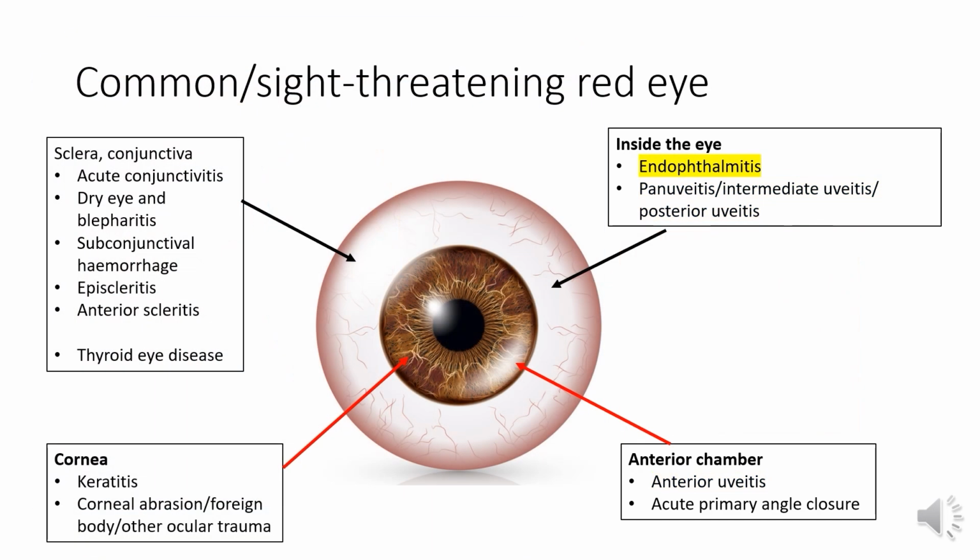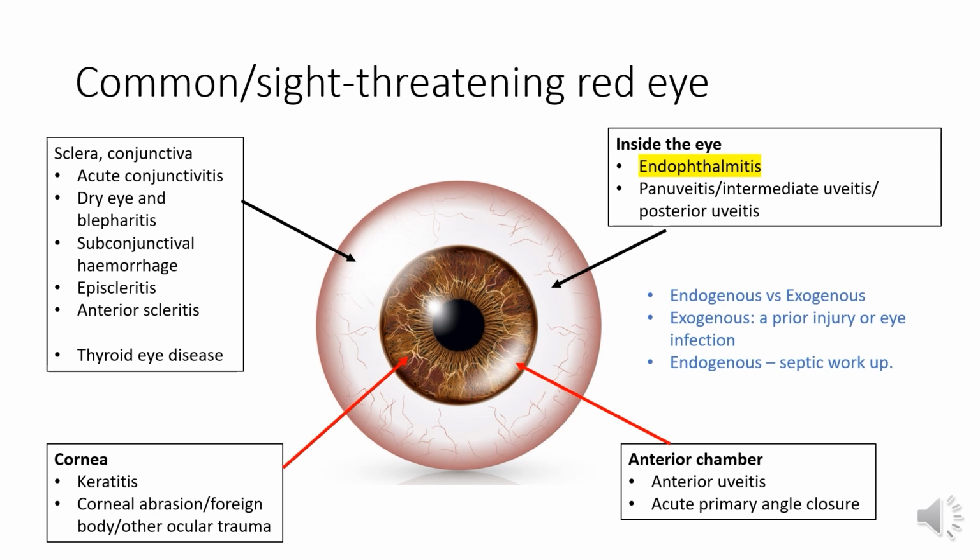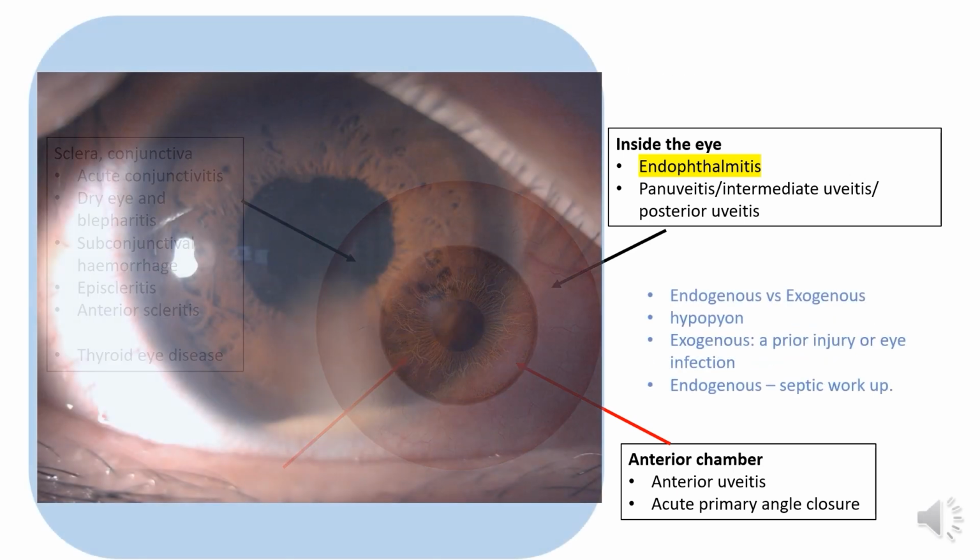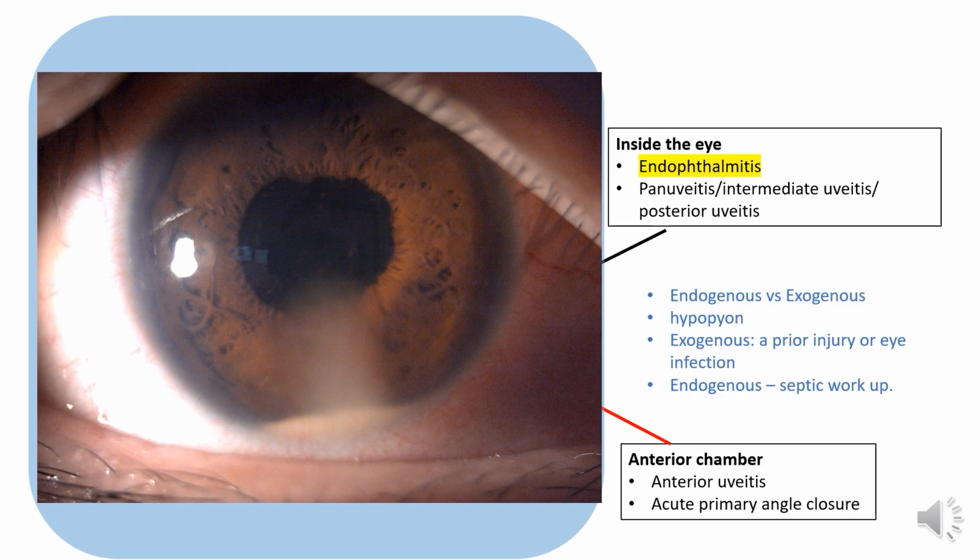Endophthalmitis could be caused by an endogenous or exogenous source. For exogenous, there could be a prior injury or infection of the eye, such as corneal ulcer. For endogenous, we need to do a septic workup. Now, usually the signs and symptoms are very florid. I don't think you'll miss it if you check the eye properly.